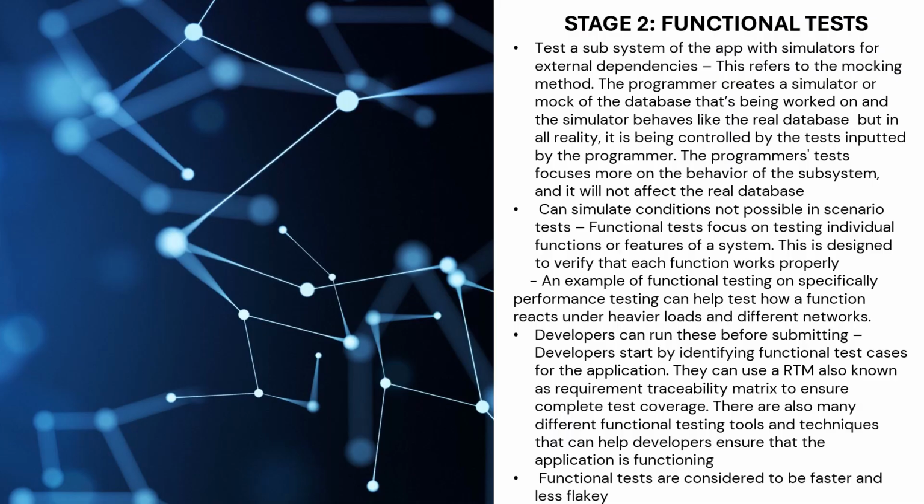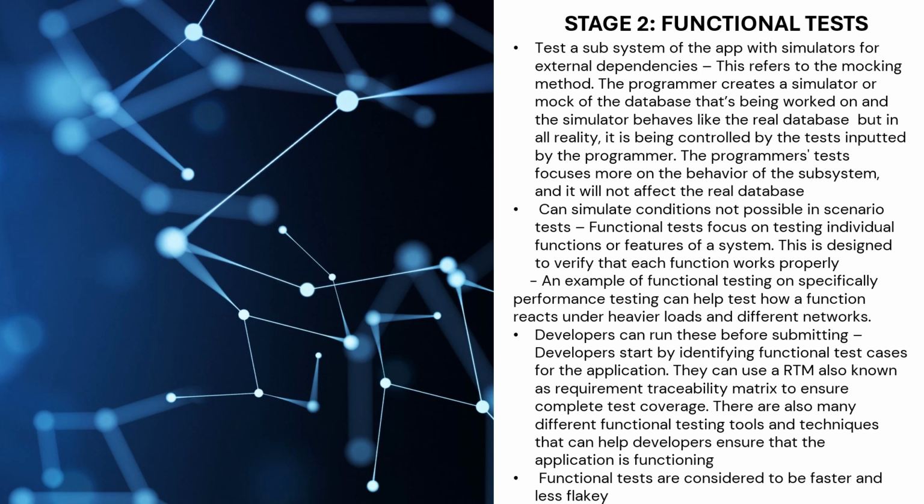Stage 2. Functional tests. Test a subsystem of the app with simulators for external dependencies. This refers to the mocking method. The programmer creates a simulator or mock of the database that is being worked on, and the simulator behaves like the real database, but in reality, it is being controlled by the tests inputted by the programmer. The programmer's test focuses more on the behavior of the subsystem, and it will not affect the real database.